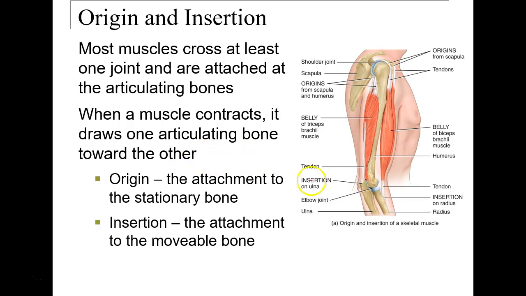at the articulating joint. So the origin of a muscle will be the attachment to a stationary bone, and then the insertion is attachment to a movable bone. So the insertion will move closer to the origin when a muscle contracts. So take the bicep for example. The insertion is going to be on the radius. The origin will be on the scapula. So when the bicep contracts, the radius or forearm will move closer to the shoulder.